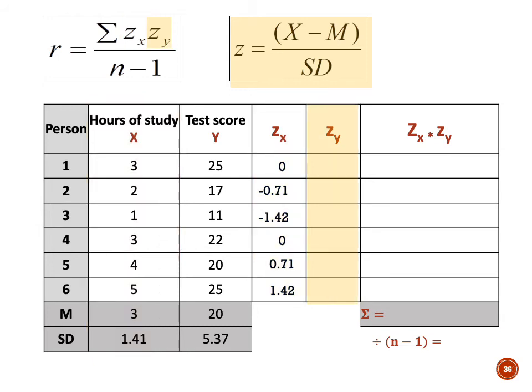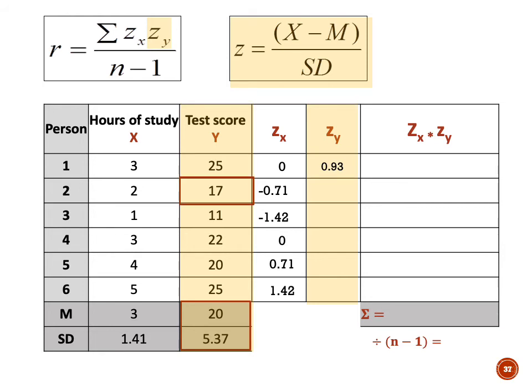Okay, so now we'll just do the same thing for our next variable. We're going to get the z-scores for test scores. So first up, we'll do that first row. The test score is 25, the mean is 20. So I have 25 minus 20 gives me 5, and I'll divide that by the standard deviation of 5.37, and I get a z-score of 0.93.